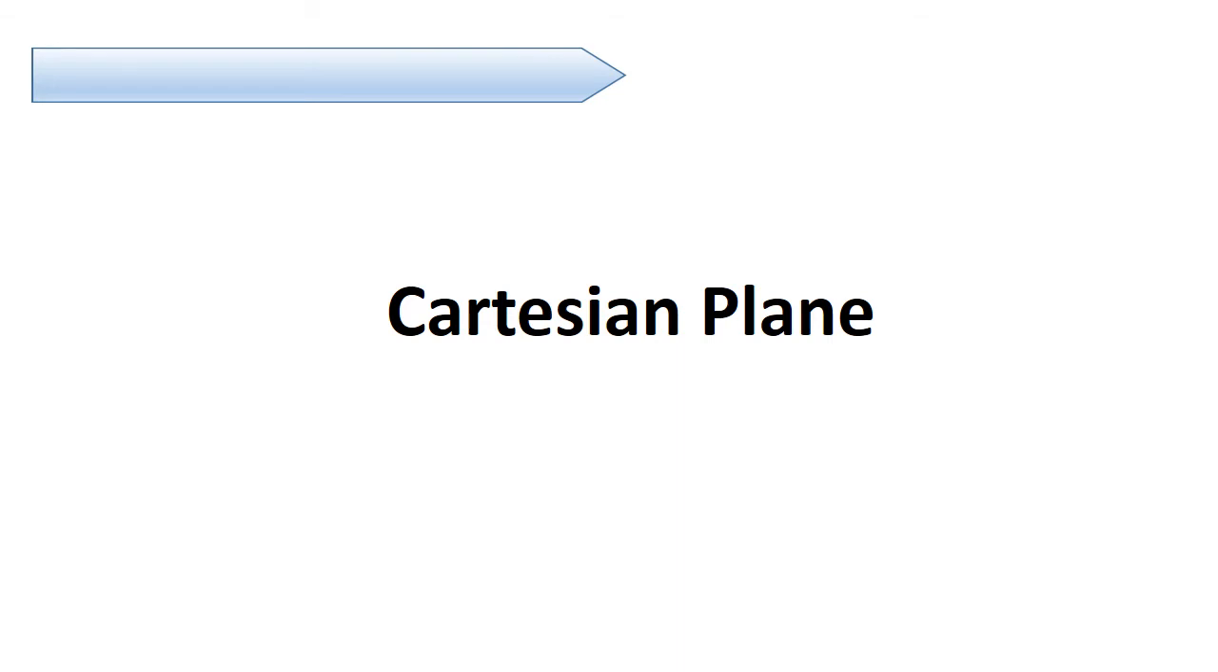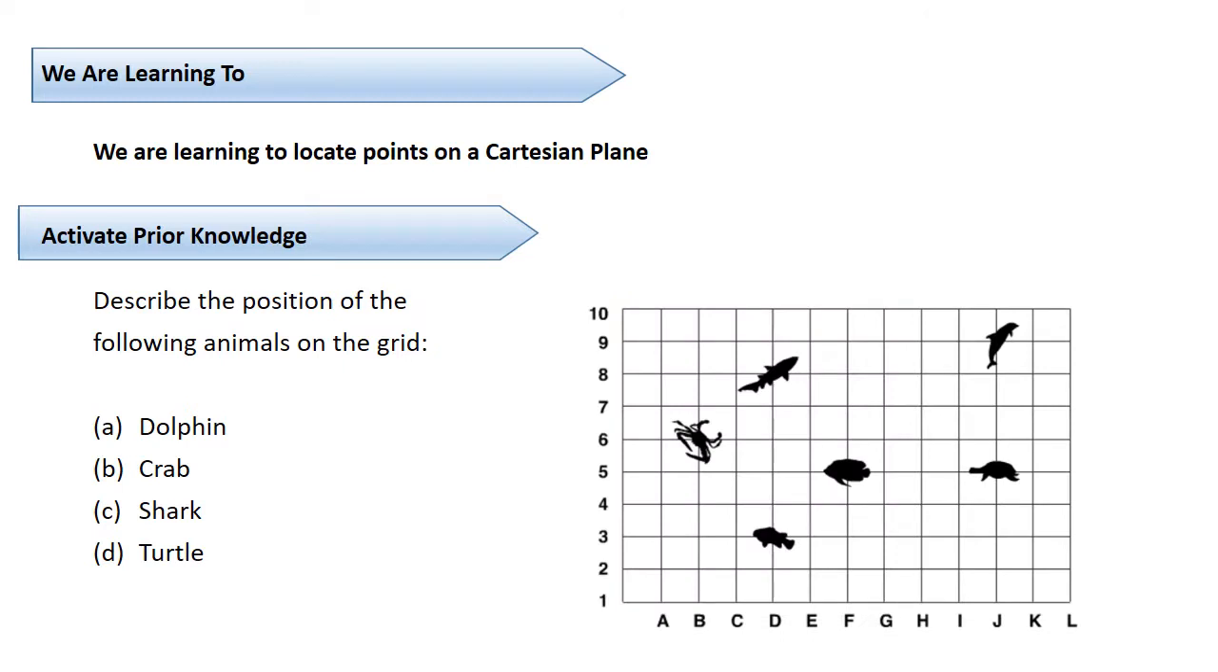Alright, lesson 3, we're going to be looking at Cartesian planes. So if you look at this graph down here, I want you to describe the position of the following animals on the grid. So give their coordinates just next to A, B, C and D. Pause and do that now please.